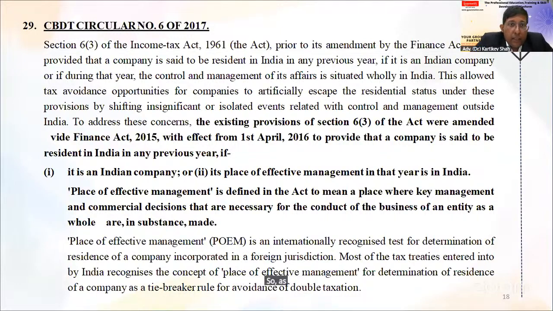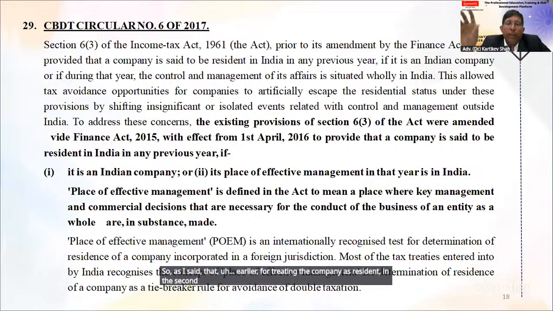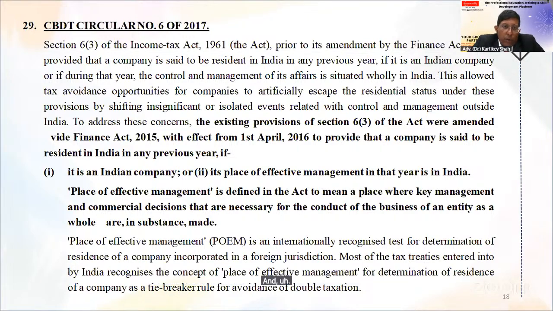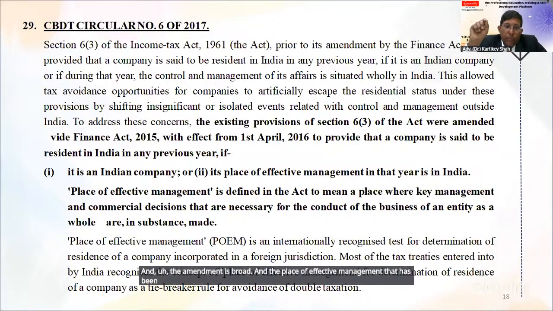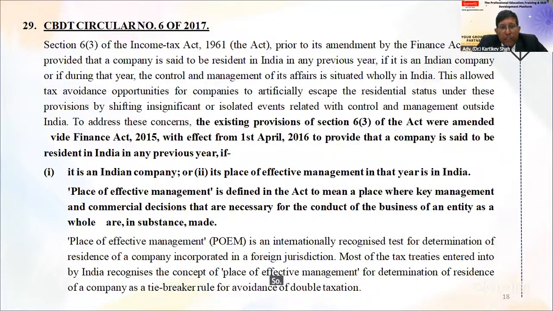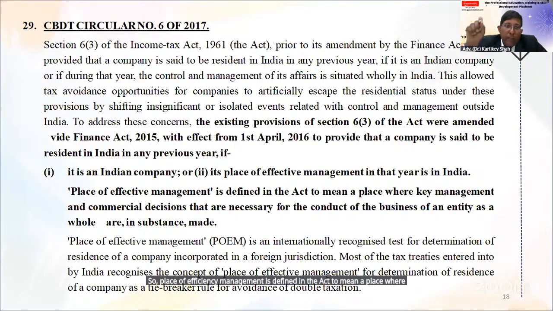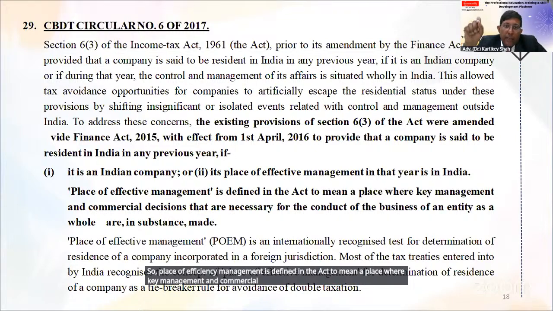As I said, earlier for treating a company as resident, in the second criteria, the control and management wording was misused by entities for so long, so an amendment was brought and the words place of effective management were introduced. Place of effective management is defined in the Act to mean a place where key management and commercial decisions that are necessary for the conduct of the business of an entity as a whole are in substance made.